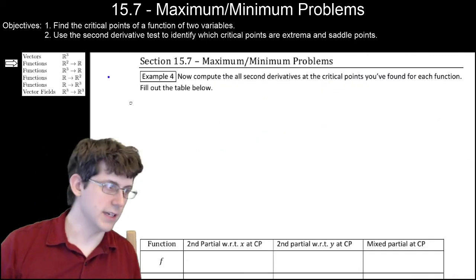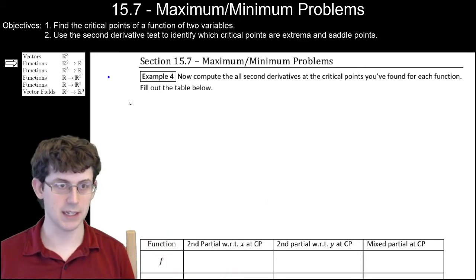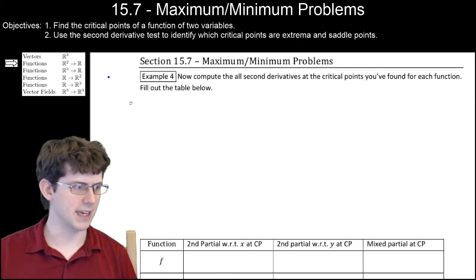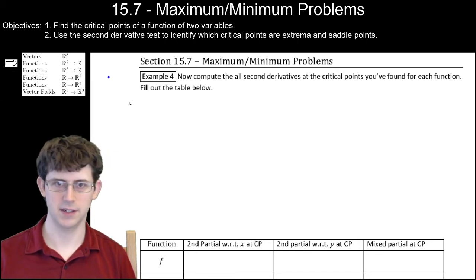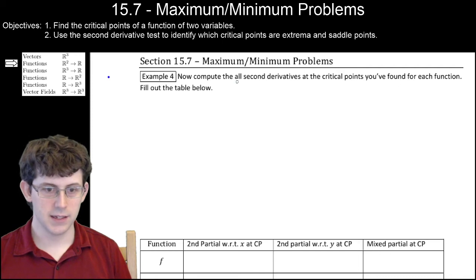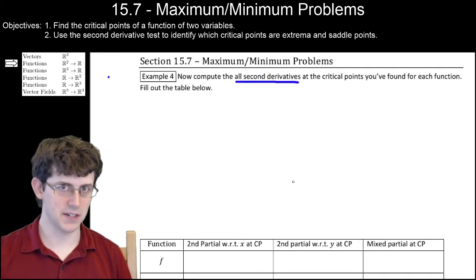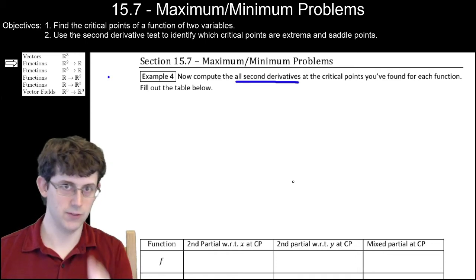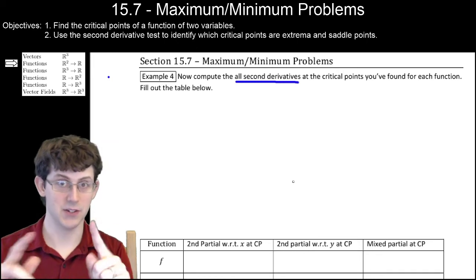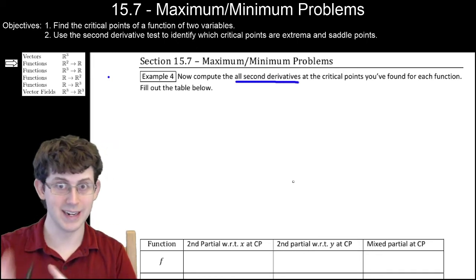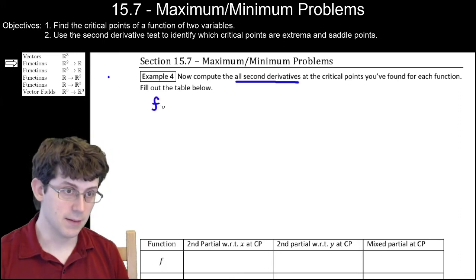Okay, the issue is that once you know how to find the critical points, they're not all maximums and minimums. So compute all the second derivatives at all the critical points you found for all the different functions. There are 3 different kinds of second derivatives: the second derivative where you do xx, the second derivative where you do yy, and the mixed partial derivative where you do one and then the other. They all have different names.